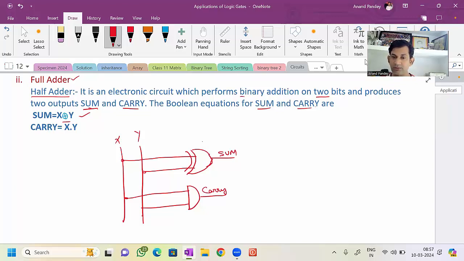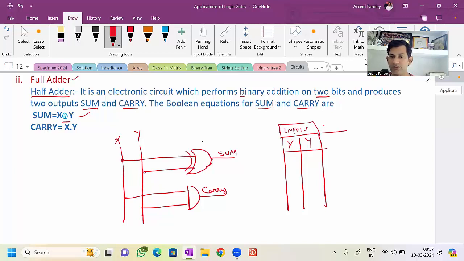Here I'm going to draw the truth table. How many inputs are there? X and Y are the two inputs. These are inputs. And two outputs are there. Here I'm writing the outputs. Outputs are sum and carry. Two outputs are sum and carry.